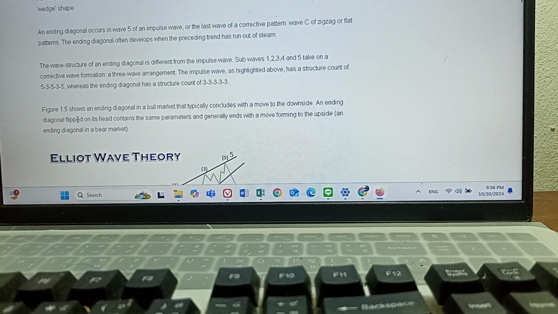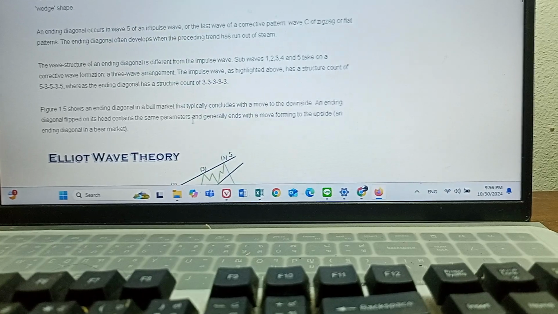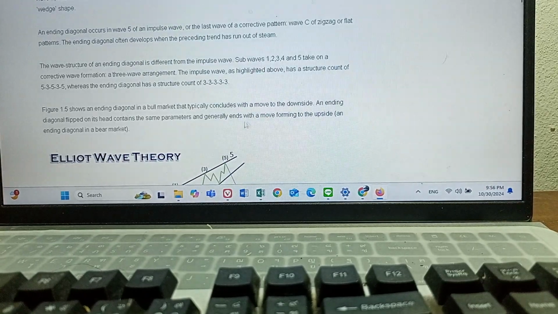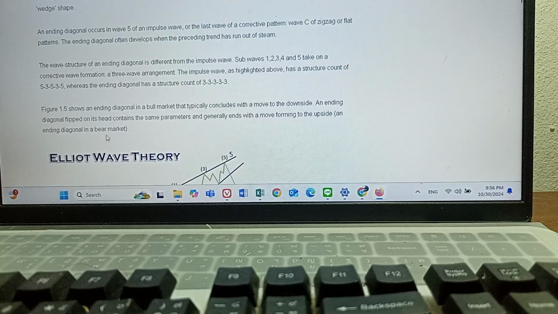An ending diagonal typically concludes with a move to the downside. An ending diagonal flipped on its head contains the same parameters and generally ends with a move to the upside, an ending diagonal in the bear market.